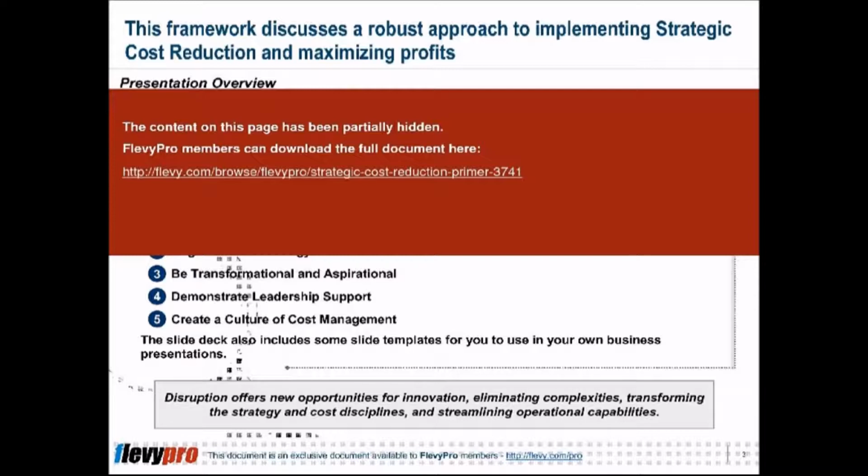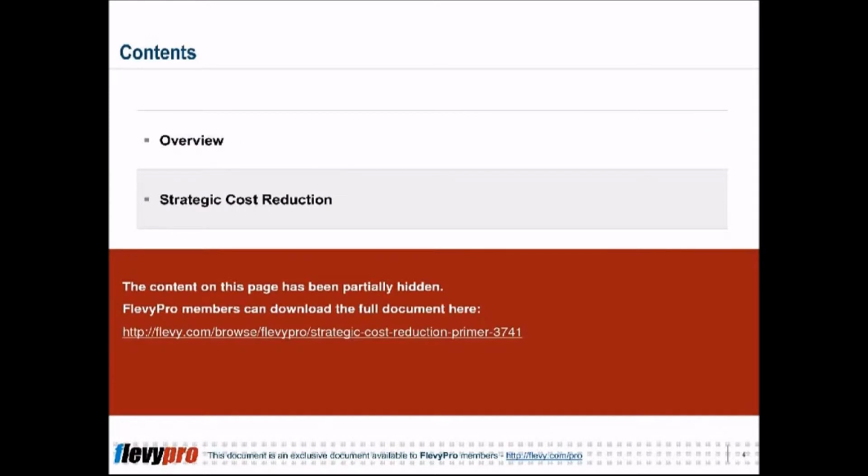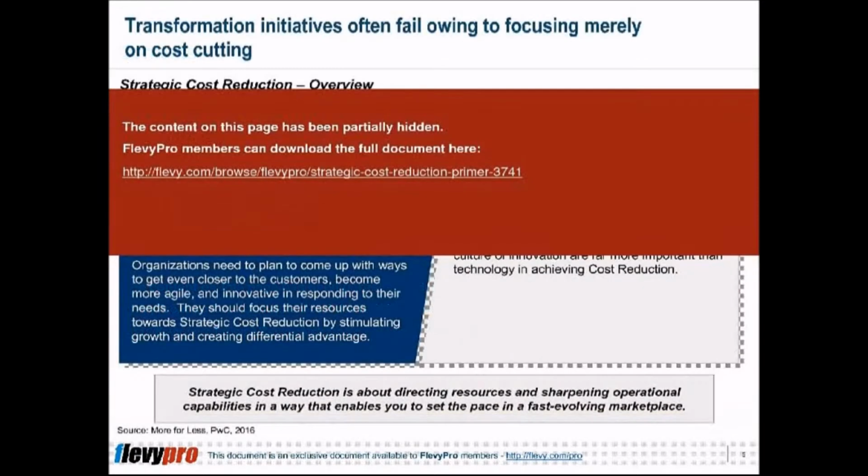However, the tremendous pace of technological disruption today offers new opportunities to transform enterprises by eliminating complexities, transforming the strategy and cost disciplines, streamlining operational capabilities, and consistently innovating. While transforming the organizational cost bases, leadership should focus on value rather than costs. Cost optimization plans need to consider achieving the more strategic, long-term options.